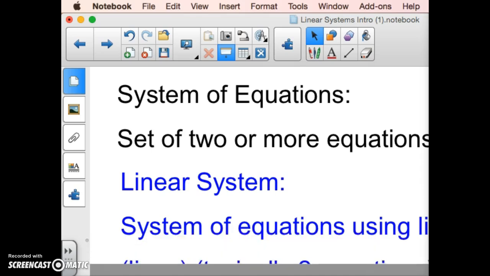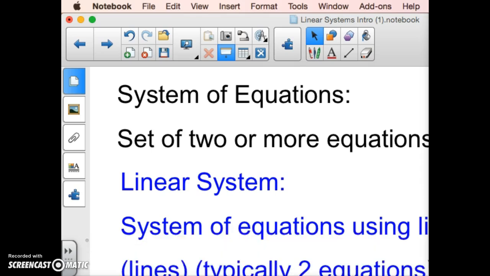A linear system, therefore, is a system of equations using only linear equations, meaning lines. And when we deal with these, typically we're going to be using two equations. And finally, the solution of a system is the set of values for the variables, normally x and y, that work for all of the equations in the system. And the answers have to work for all of the lines to be correct.